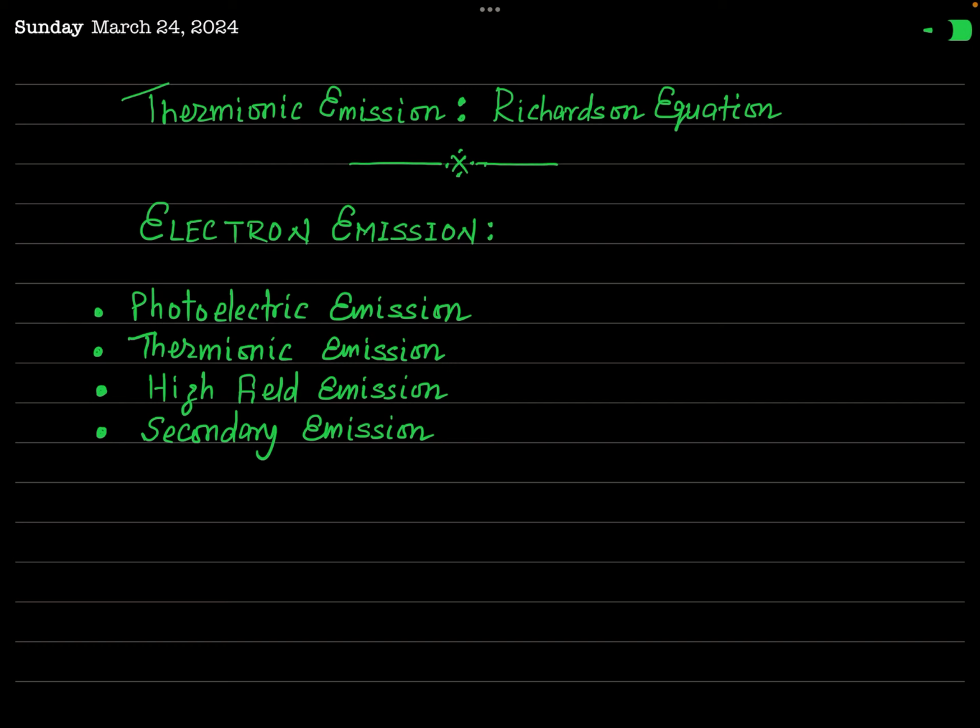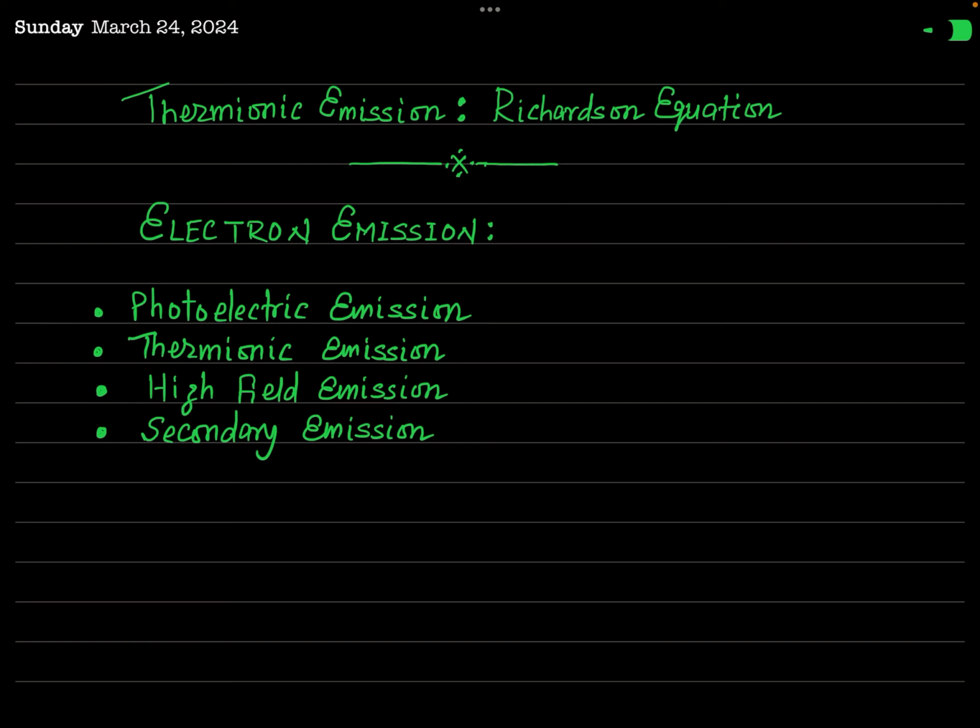But when we supply energy from an outside source in any form, then it is possible that an electron acquires such an amount of energy so that it can penetrate or escape through the surface of the metal. Okay? And this escaping of electrons from the metallic surface is called electron emission.